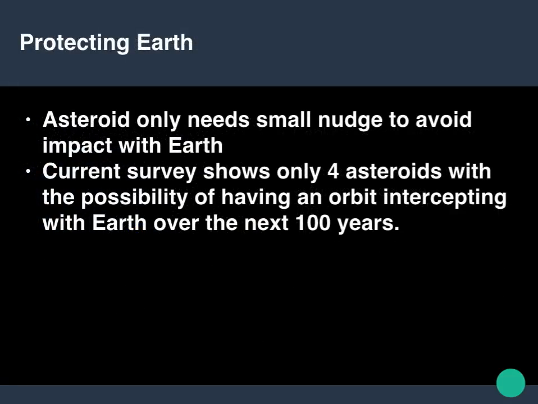And like I said, it only really needs just this tiny nudge to push it off course. So a small bump early on in its orbit will have big changes later in its orbit. And the good news is there are only 4 asteroids right now that are on watch. And so these have the possibility of intercepting with Earth over the next 100 years.